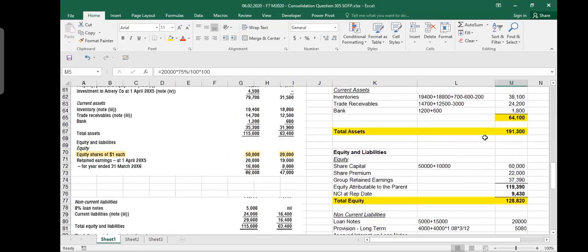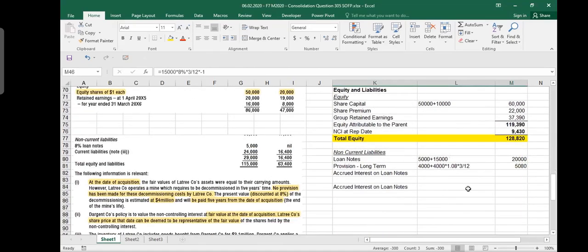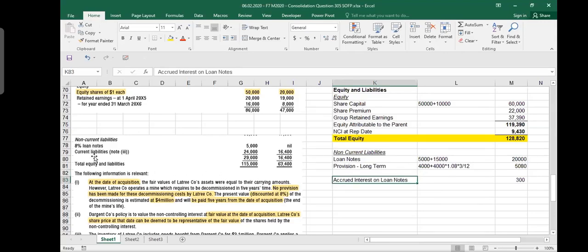We subtracted it from our retained earnings. From group retained earnings, this 300, we subtracted this interest, but because we have not paid it yet, it should be added into our liability. So this also goes in as your liability. So accrued interest on the loan notes, we have done that thing. It is done. Let's just create one space, and then comes the last thing. So the loan notes are done from the balance sheet. Then comes the current liabilities.